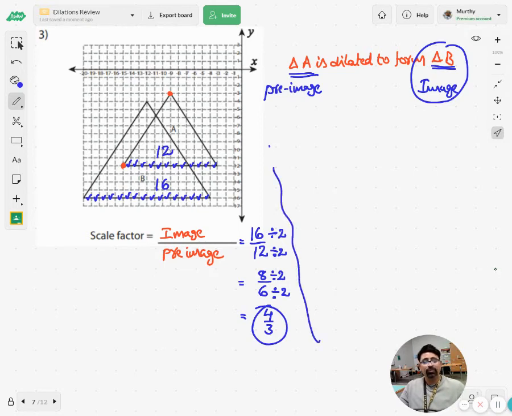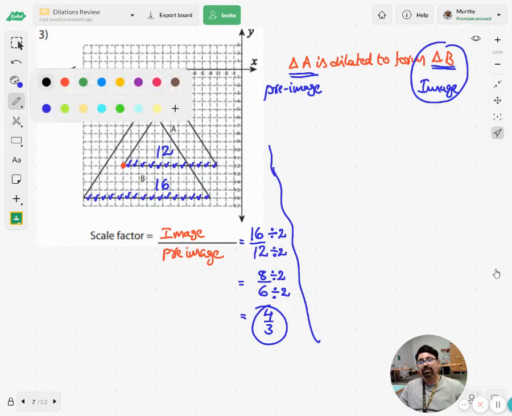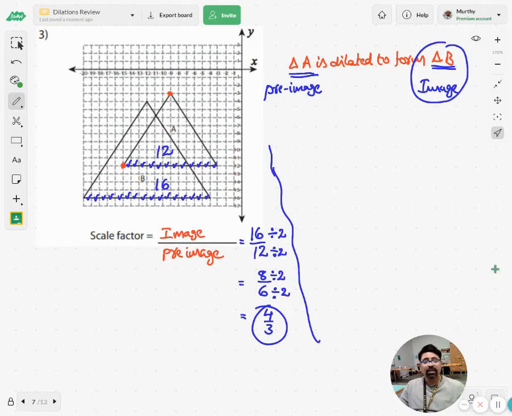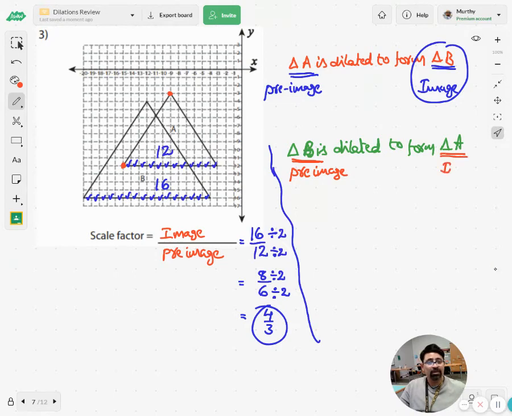Suppose, just assume that the given question is: triangle B is dilated to form triangle A. If this is the question, the first one is the pre-image. This is the pre-image, and the next one, the latter one, is the image.